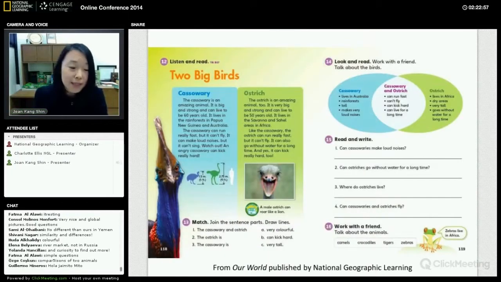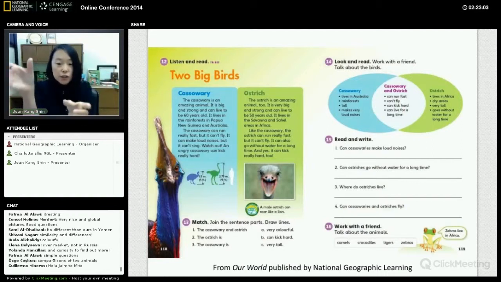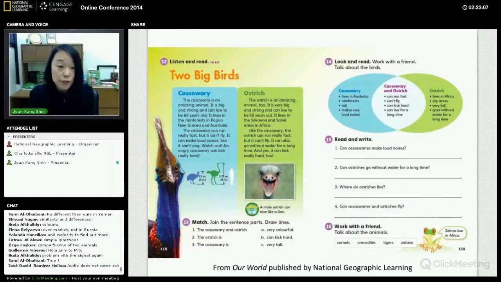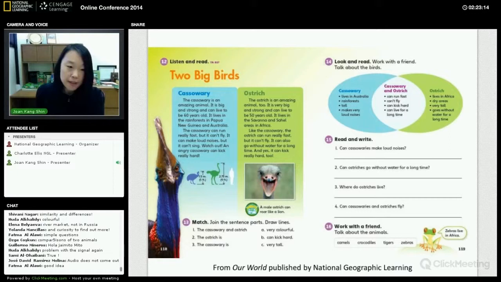It's usually presented like this. And as you can see here, it's laid out using headings, the use of color, right? The photos, the information graphics used. We can see we're comparing two big birds, right? The cassowary and the ostrich. This is more similar to how text is actually presented in the real world.